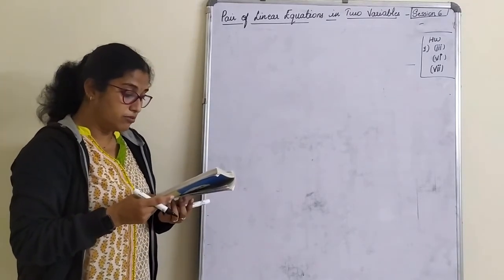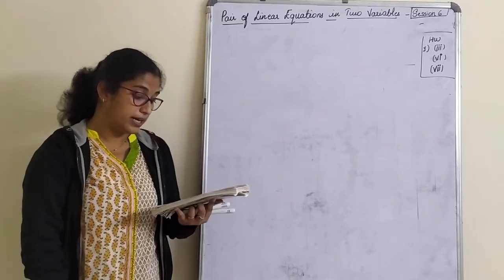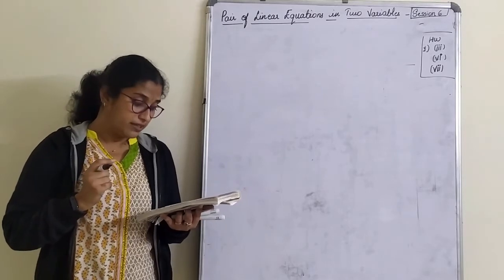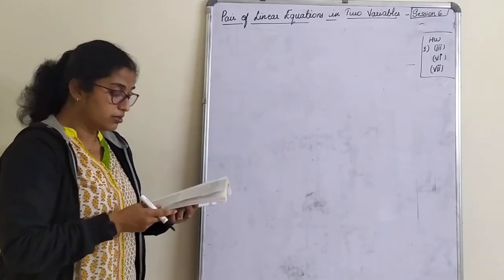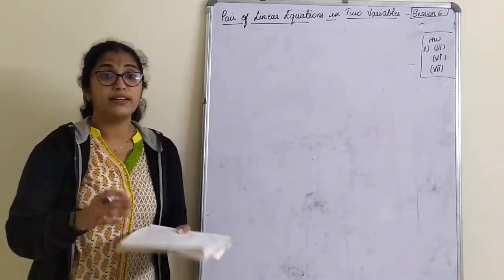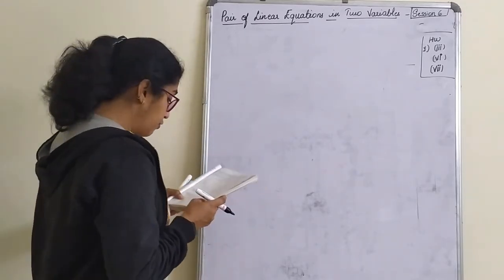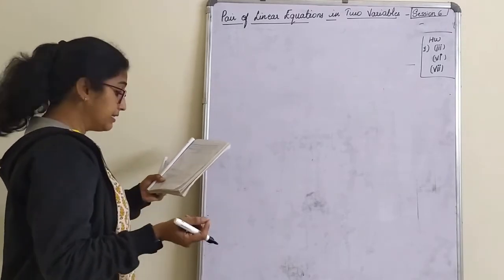Ritu can row downstream 20 km in 2 hours and upstream 4 km in 2 hours. Find her speed of rowing in still water and the speed of the current. So we have to find the speed of rowing in still water as well as the speed of the current.